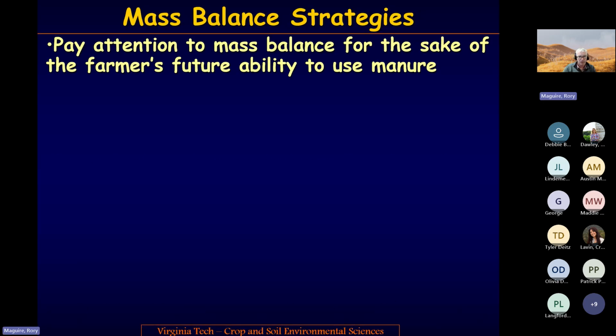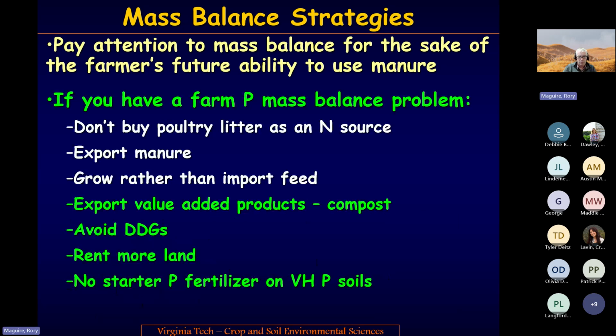Some mass balance strategies. Pay attention to mass balance for the sake of the farmer's future. You don't want to be building up soil test phosphorus on a farm over time. If you keep building it up year after year, you're eventually going to reach a situation where your soil test phosphorus gets high enough that you're not going to be allowed to use manure anymore. If you come across a dairy farm that has a phosphorus mass balance problem, here are the strategies you can use. You don't want to be decreasing their animal numbers, so these are some productive strategies that those farmers can use.